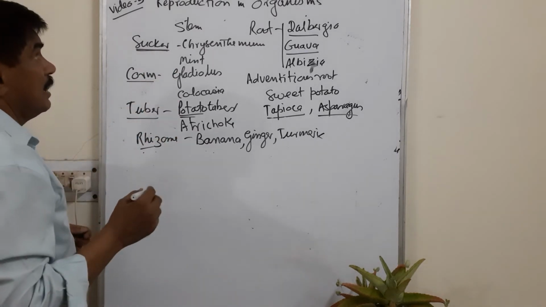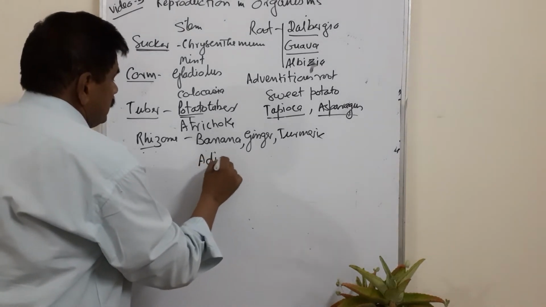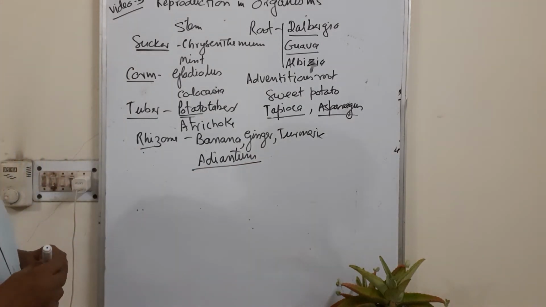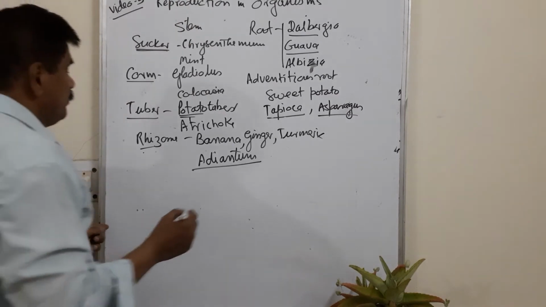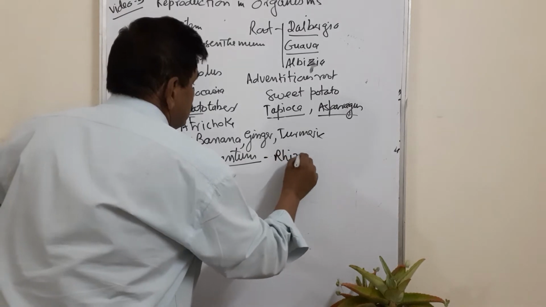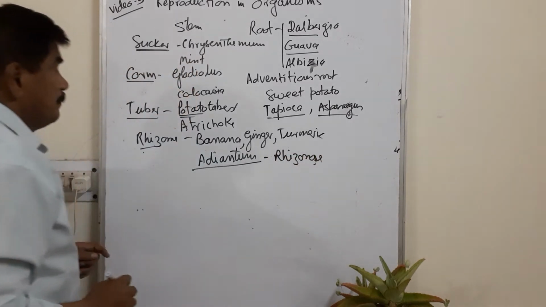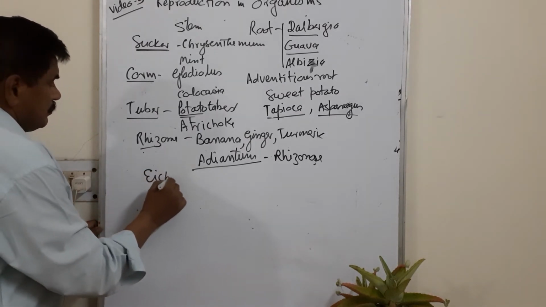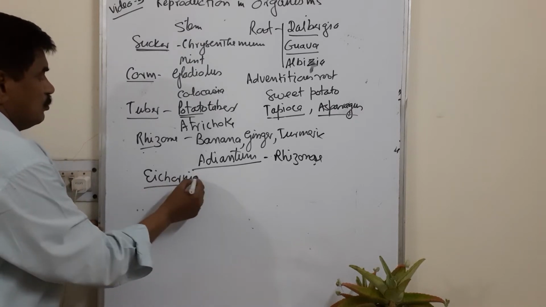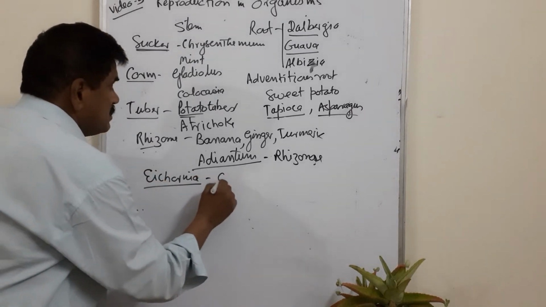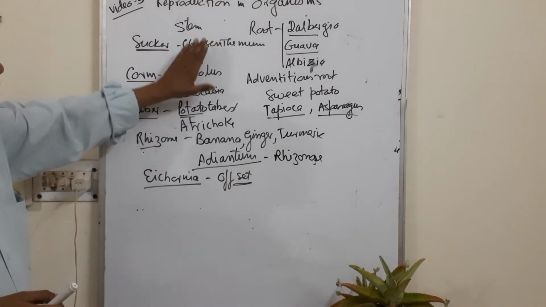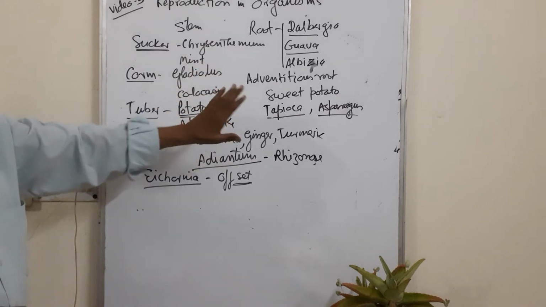One more is Adiantum. Adiantum is called the walking fern. It is a pteridophyte. Here also the rhizome produces a new plant. Now, one more important plant is Eichhornia, that is called water hyacinth. The modified stem is an offset that produces a new plant. So these are the various types of modified stem. They are producing new plants.